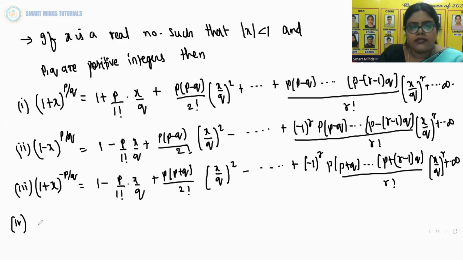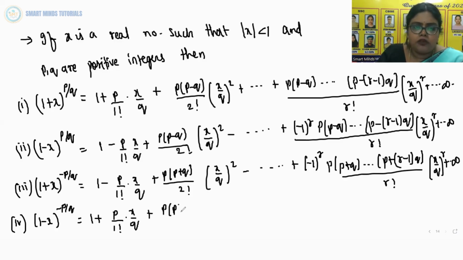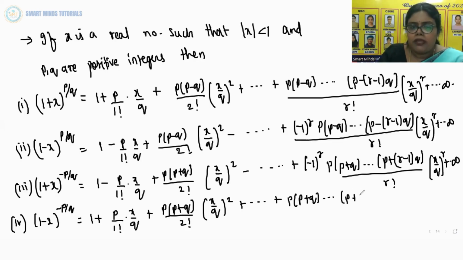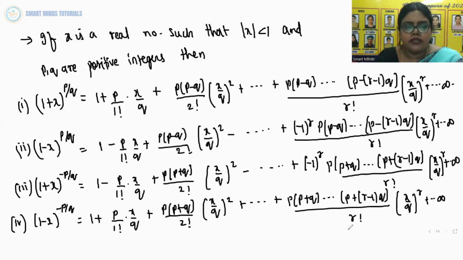Then the fourth formula is (1 - x)^(-p/q) equal to 1 plus p by 1 factorial into x by q plus p into (p plus q) by 2 factorial into (x by q) whole square plus so on up to p into (p plus q) so on up to (p plus (r minus 1) q) by r factorial into (x by q)^r plus so on up to infinity. So these are the four different formulae which we will be using in sum to infinite series problems. Now take the next point.